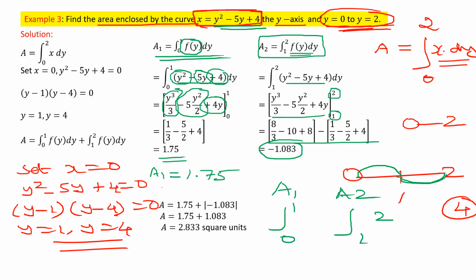So what is my area now? My area A equals the addition of the two integrals, A1 plus A2. So this is the A1 value, this is the A2 value. Since we are looking for area, we always look for a positive value. So take the absolute value of this one. That means this minus sign will get ruled out. Then we have 1.75 plus 1.083. By adding this, we will get 2.833 square units.